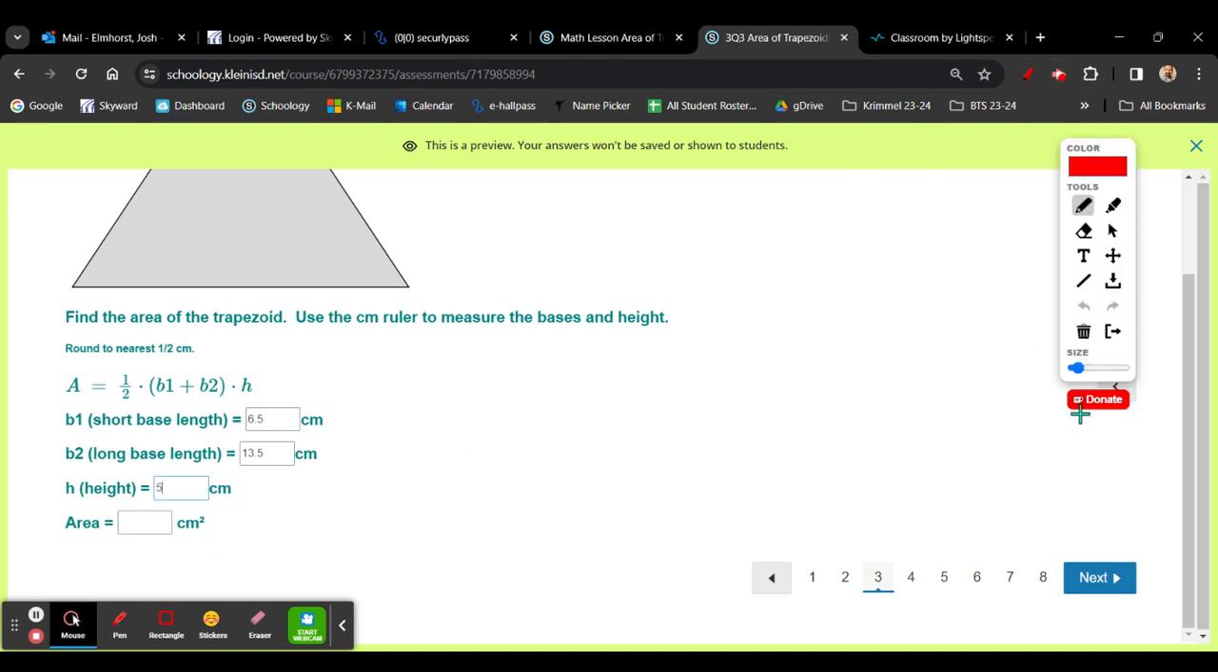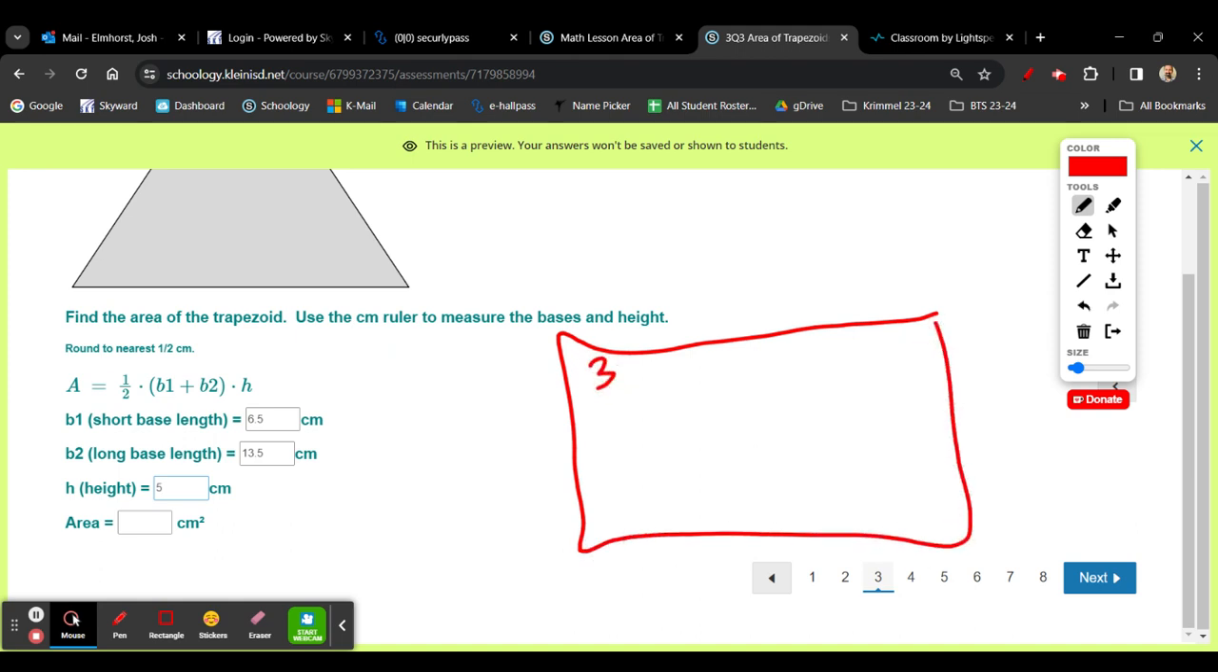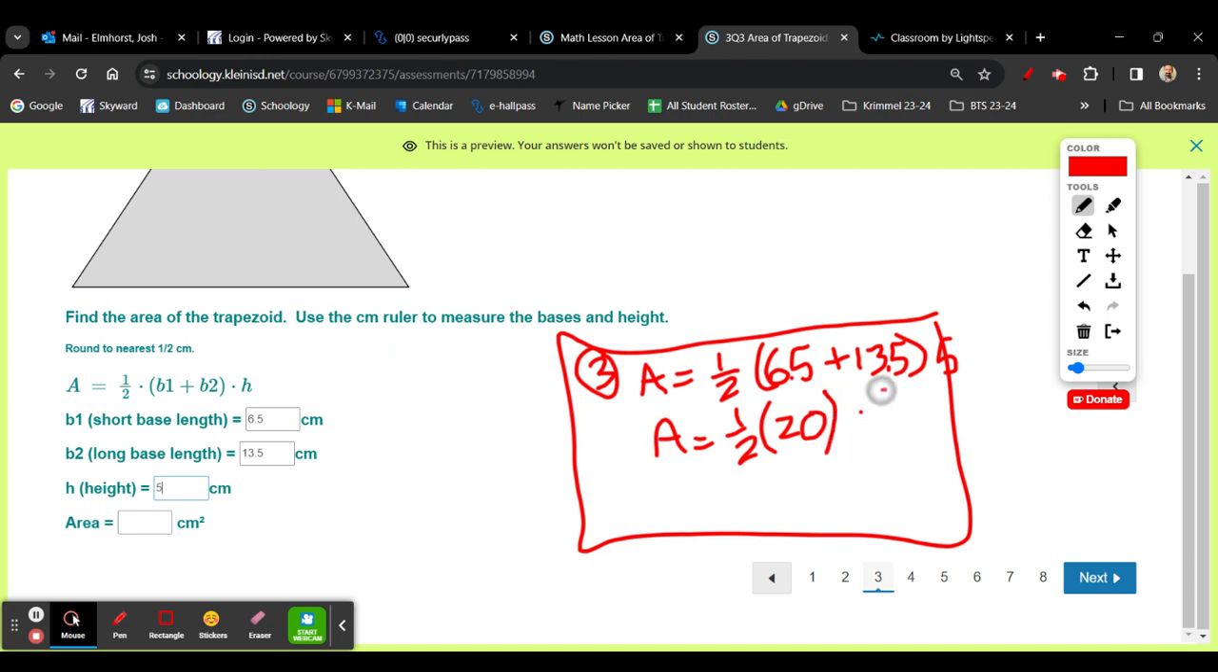Now, filling the formula out on your paper. Number 3, area equals 1/2. Base 1 is 6.5. Base 2 is 13.5. And the height is 5. 6.5 plus 13.5 is going to give you 20. And it just coincidentally, most of these are starting with 20 as the base measure.